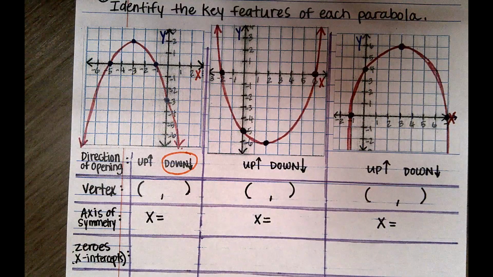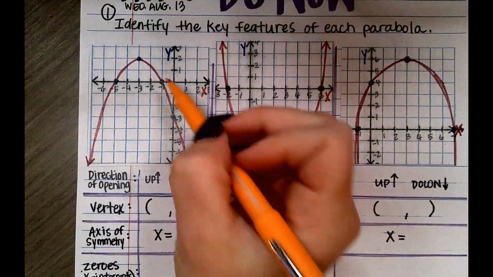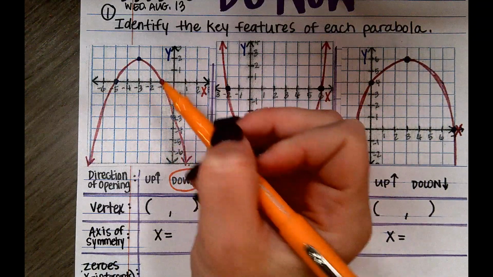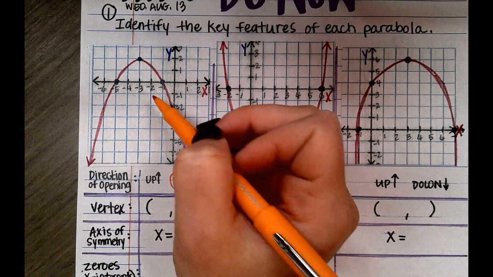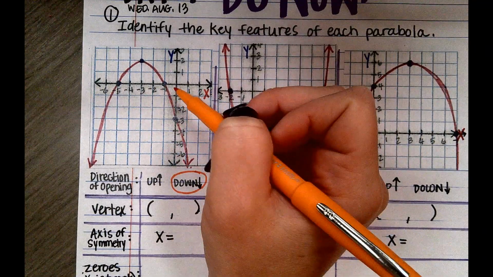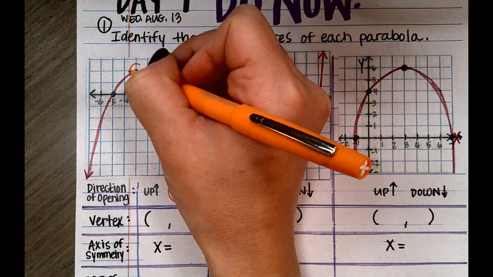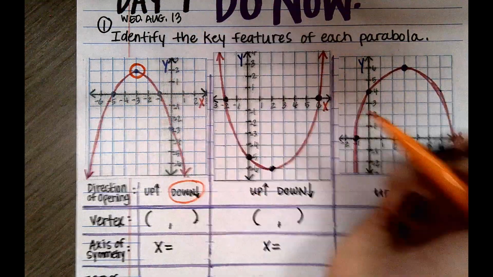Okay. Who knows what the vertex is? It is -3 and 2. Yes, yes. I was looking at the wrong one. So, our vertex is this point, right?